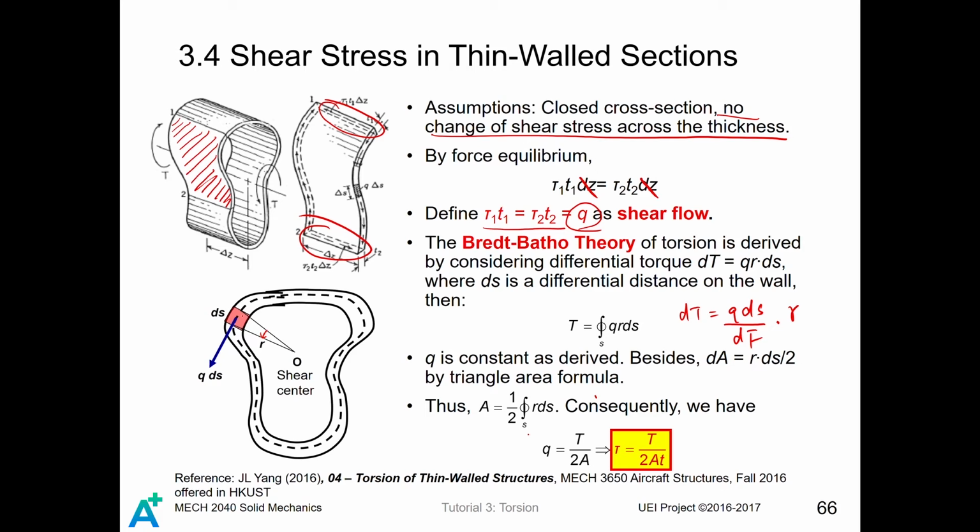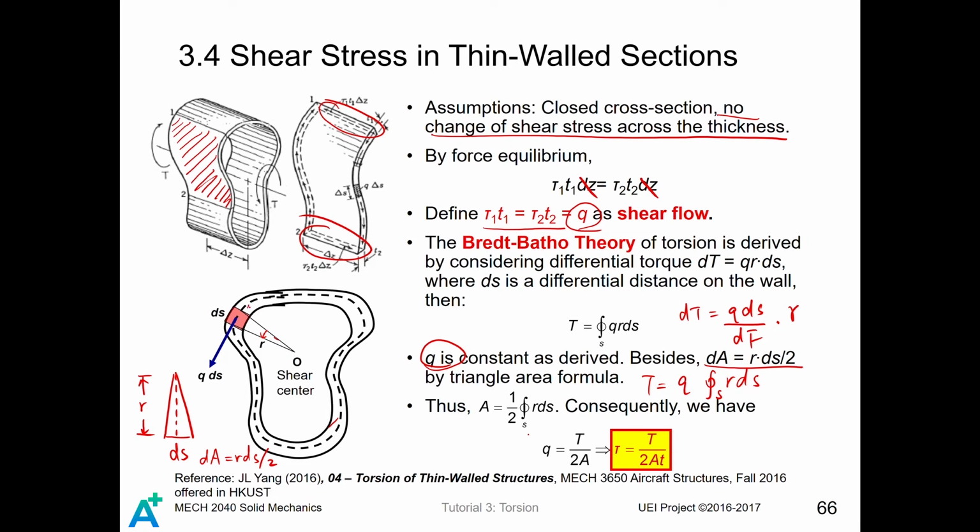Besides, we consider the area of this very small triangle swept by r. For this very tiny piece of triangle, this is ds, and its height is r. Then the area of this differential region is given by dA equals r ds divided by 2, according to the triangle area formula. Since q is a constant, it can be taken out from the integral. Therefore, we can write T equals q times the circular integral of r ds over the entire length of S.